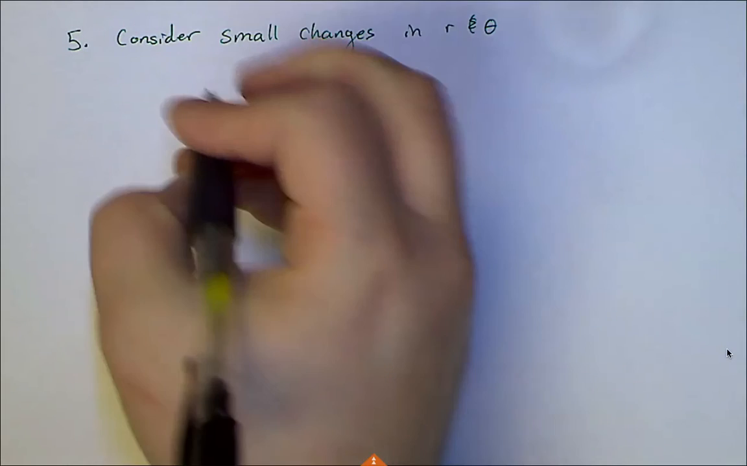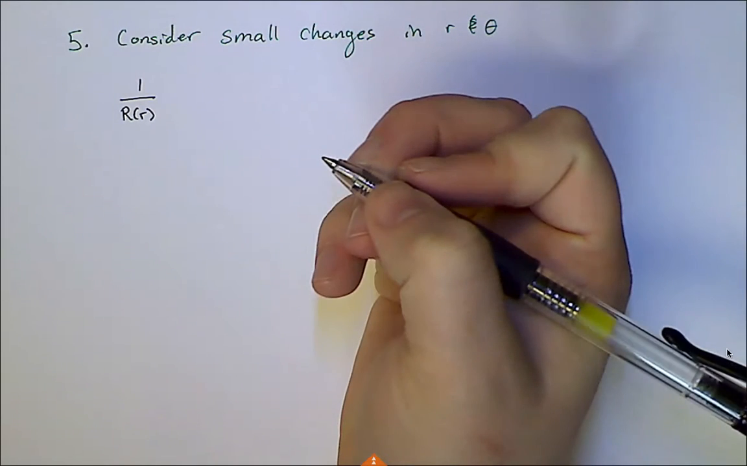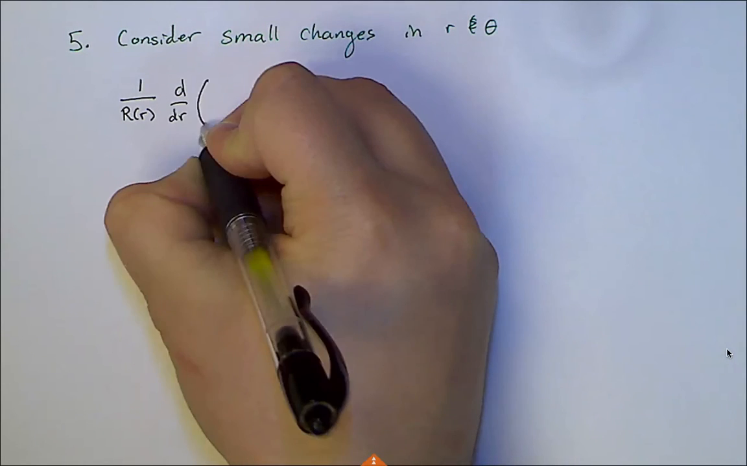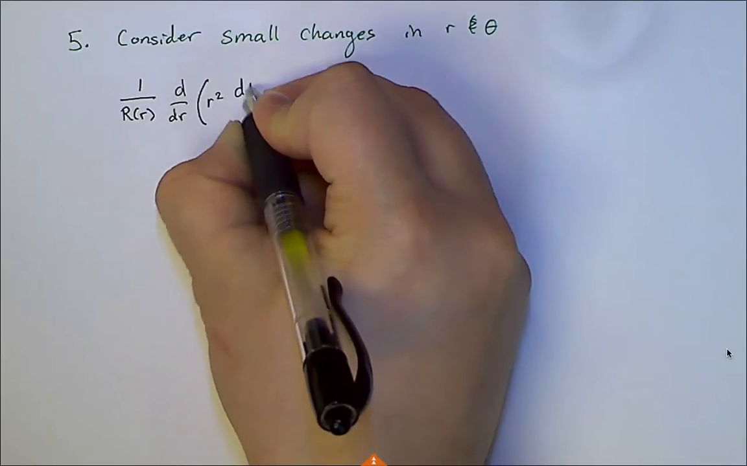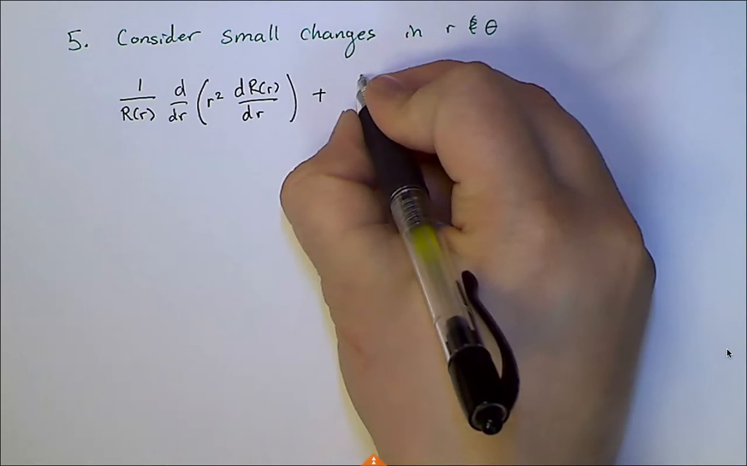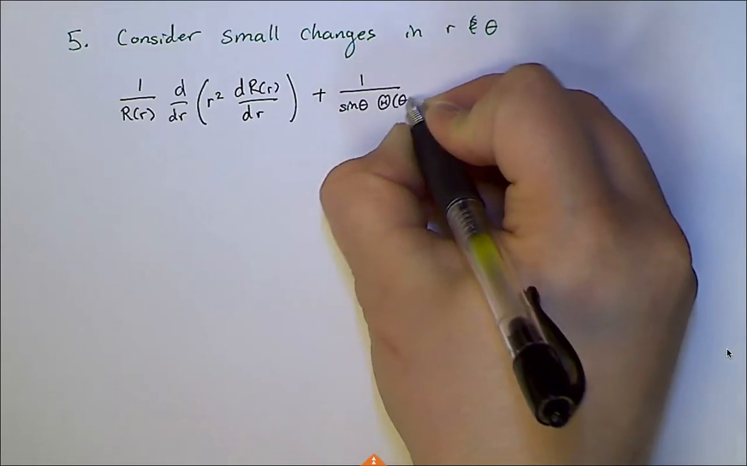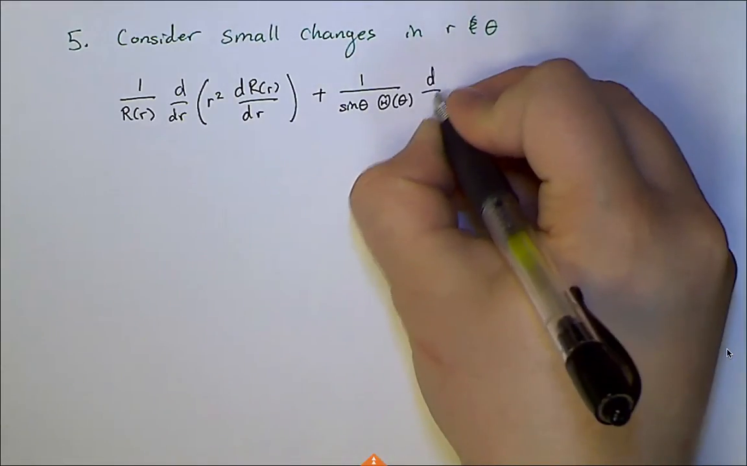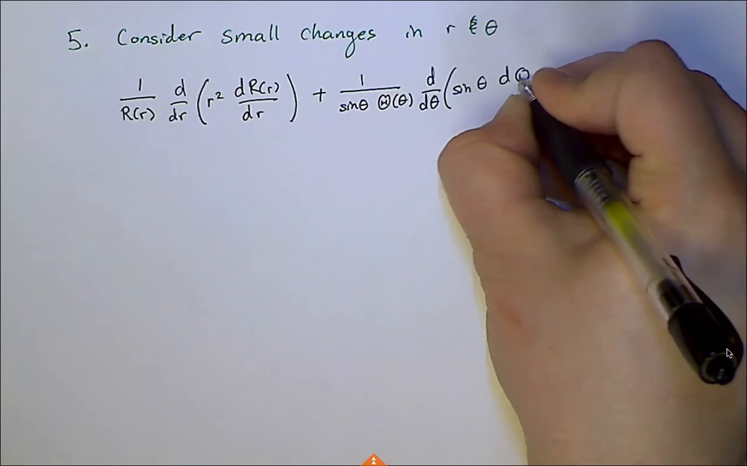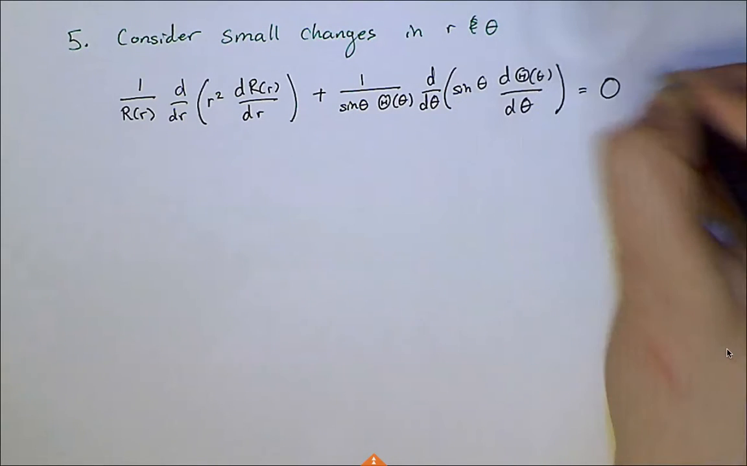Let's write down our equation again, a little bit more explicitly. This is 1 over the function big R, a function of little r, times the derivative with respect to r of little r squared times the derivative of big R with respect to r, plus 1 over sine theta times capital Theta, a function of little theta, times the derivative with respect to theta of sine theta times d big Theta d theta, which is equal to 0.